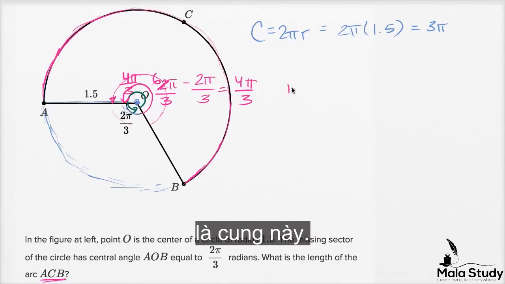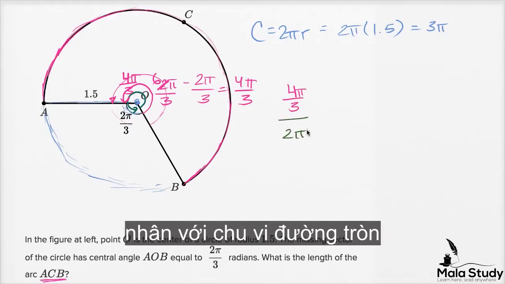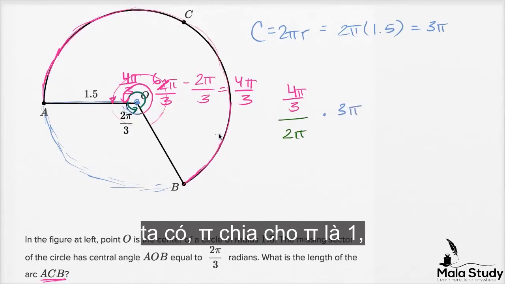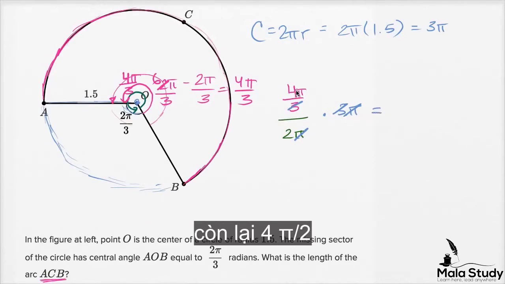Now, what fraction is that of if we were to go all the way around the circle? Well, once again, this central angle is 4 pi over 3. If you were to go all the way around the circle, that's 2 pi. So this is the fraction of the entire circle that this arc represents. And so let's just multiply that times the entire circumference, times 3 pi. And let's try to simplify it. Let's see, we have pi divided by pi. And if we take this 3 and multiply it times the numerator, this 3 is going to cancel with that 3. And we're going to be left with 4 pi over 2.